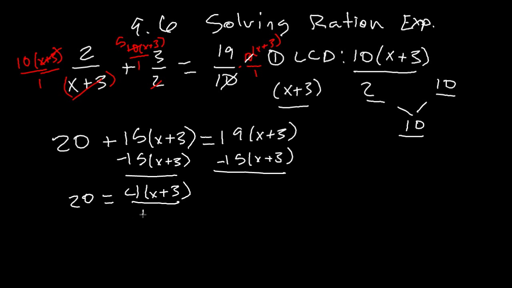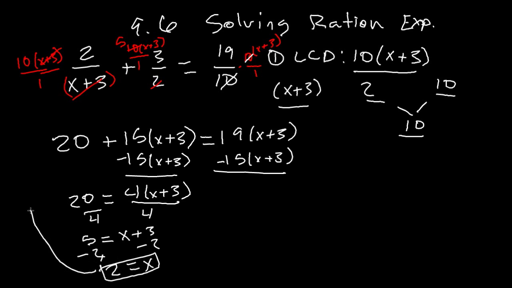Okay? Now I can divide by 4. So I've got 5 equals x plus 3. Subtract 3, and I've got 2 equals x. And that would be my final answer. Now, the beautiful thing about this is you could plug 2 back into our equation everywhere there's an x, and you could check and make sure that you get the right answer. It's a beautiful thing.